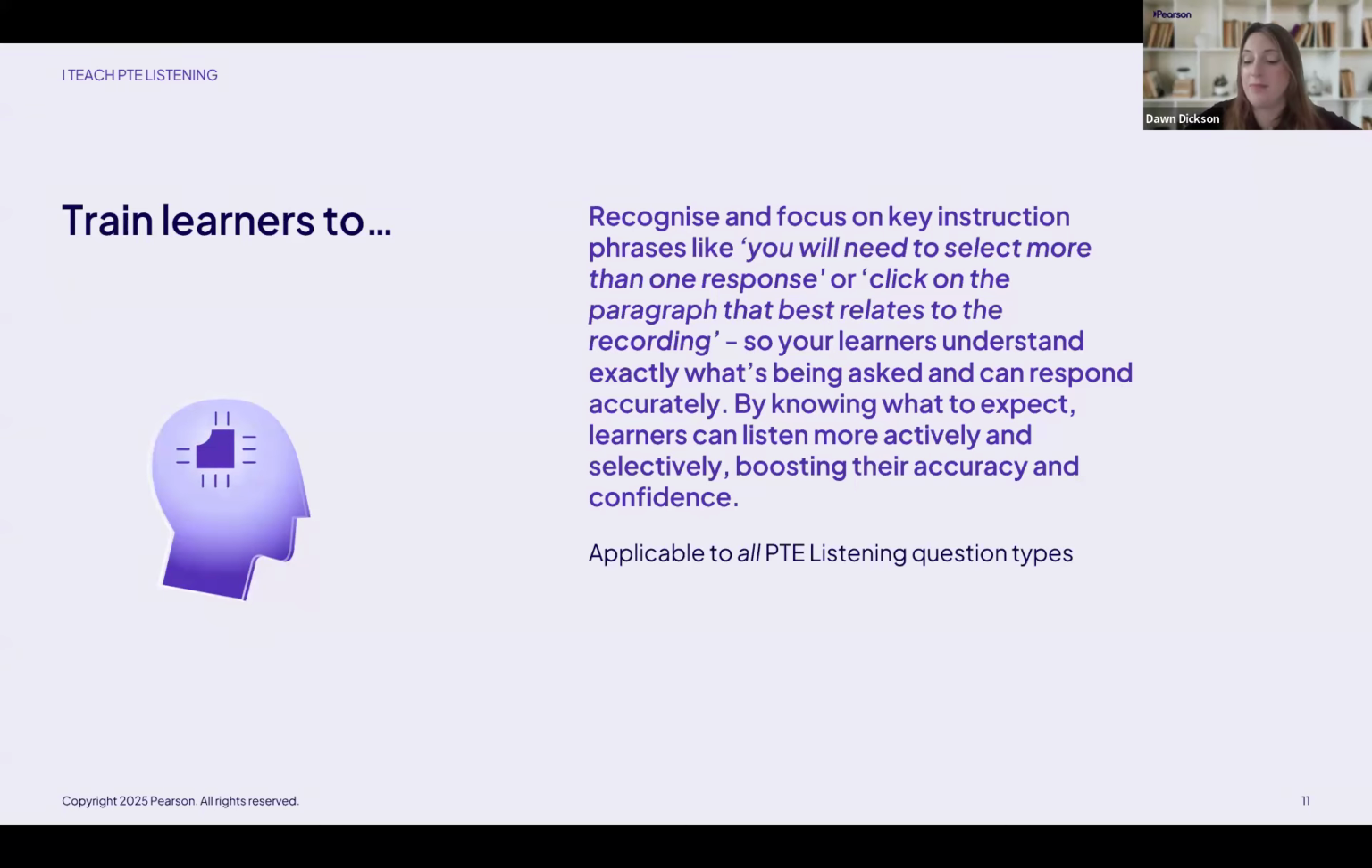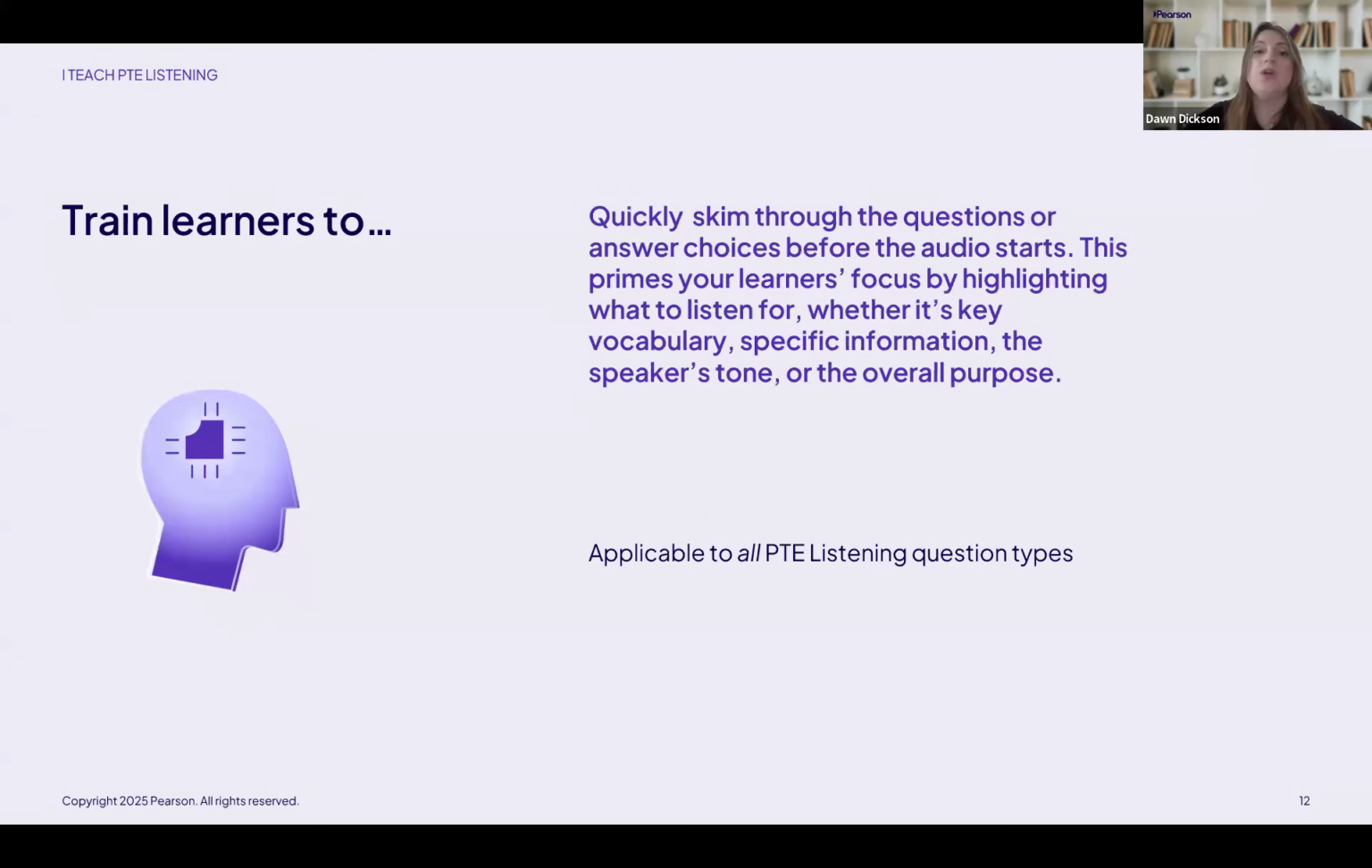The next one: train our learners to quickly skim through questions or answer choices before the audio starts. Again, the idea behind this is activating our learners, priming them to focus by highlighting what to listen for. So they could be listening for key vocabulary, for example, or specific information. And so we want them to be aware of what it is they're actively listening for before that audio starts. One way to do that is quickly skimming through the questions or answer choices.